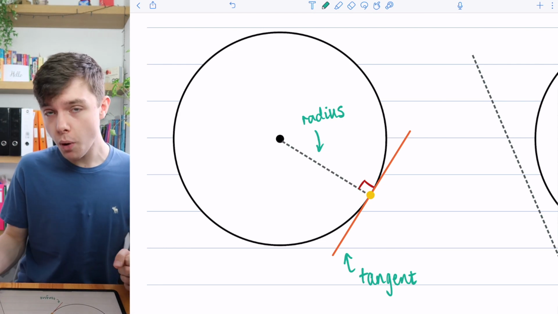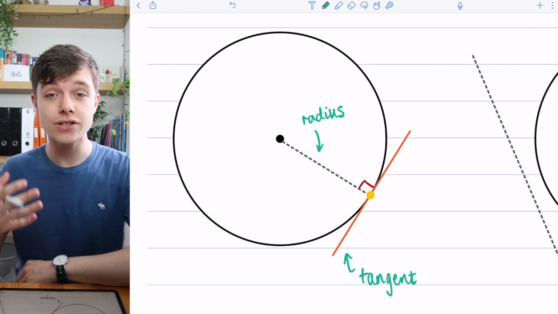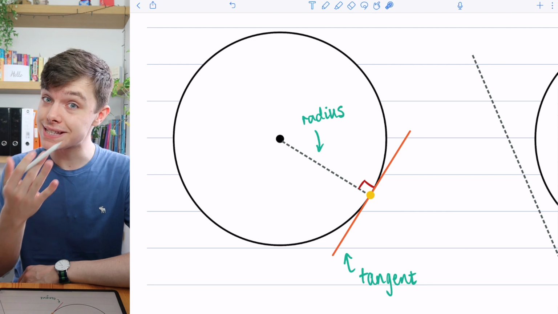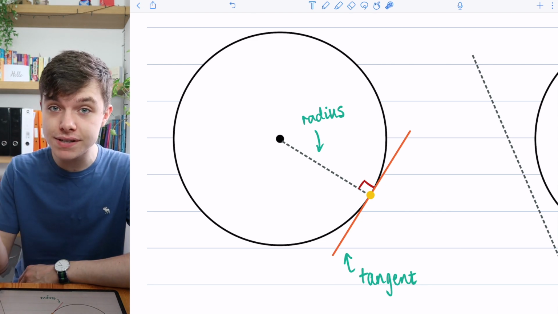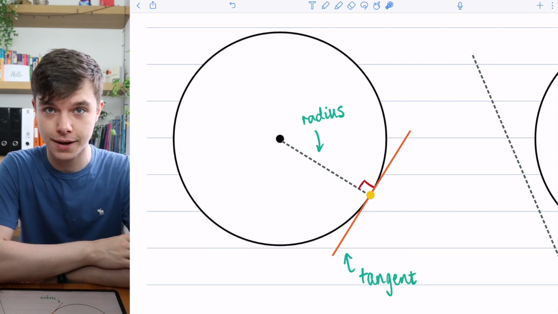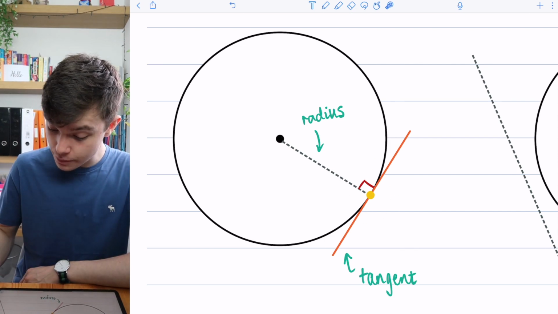So what we can say about perpendicular lines in terms of gradient is that the gradient of the tangent is the negative reciprocal of the gradient of the radius because they are perpendicular. And that happens anywhere on the circle.